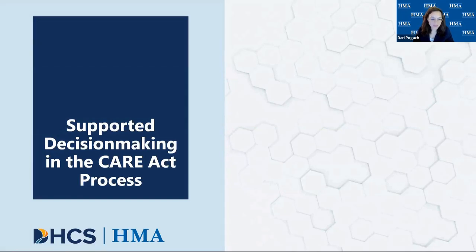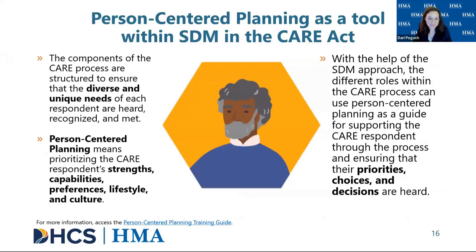So now we're going to talk about supported decision-making in the CARE Act process. Next slide, please. I want to speak just for a moment about person-centered planning as a corollary or a tool that can be used within a supported decision-making framework in the CARE Act. So the components of the CARE process are structured to ensure that the diverse and unique needs of each respondent are heard, recognized, and met. Person-centered planning means prioritizing the care respondent's strengths, capabilities, preferences, lifestyle, and culture.